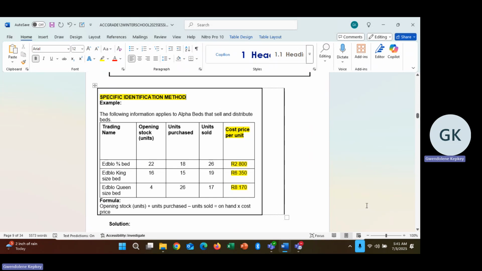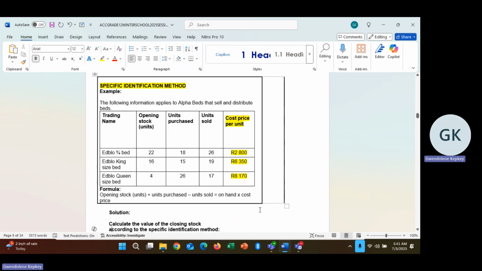So if we look at the example over here, we can clearly see that they are selling different beds. It is the Edblow, that's the 3/4. Then the Edblow King, and then they have the Edblow Queen. So each item has its own cost price. With specific identification, lots of emphasis is put on the cost price of that specific item.